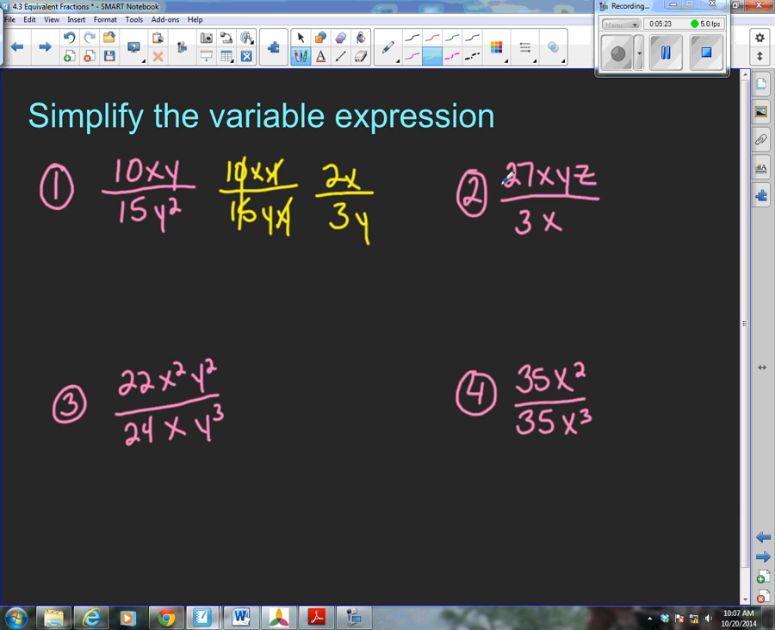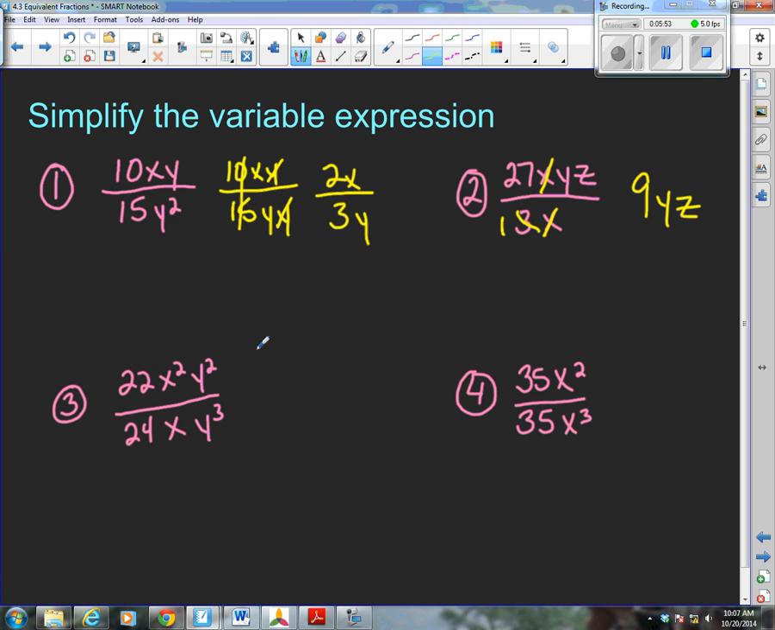Look at this one. All right, 27xyz and 3x. Well, I don't have any exponents, so I don't have to rewrite this. I'm going to reduce the fraction. 27 over 3 is 9. Okay, then I've got 1x here and 1x here. That becomes 1. What do I have left? Well, yz in the denominator, this doesn't go away. It just becomes 1, but we never write a 1 in the numerator. Okay, never need to do that.